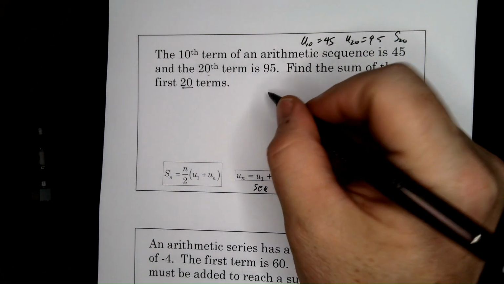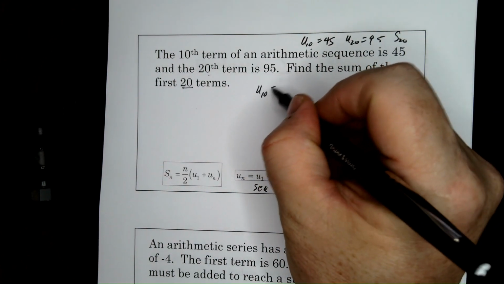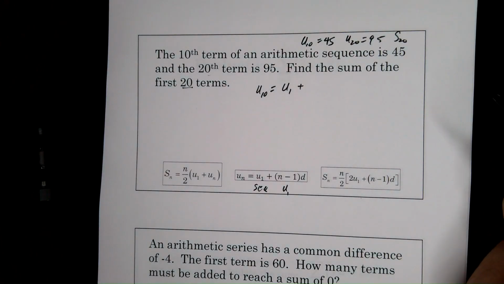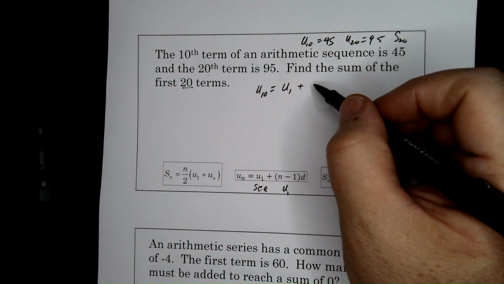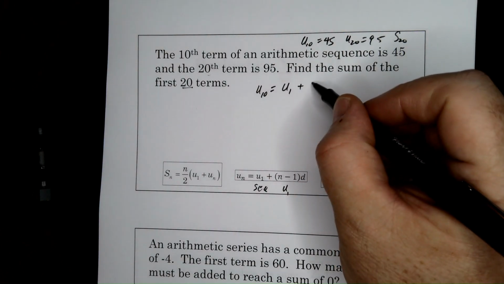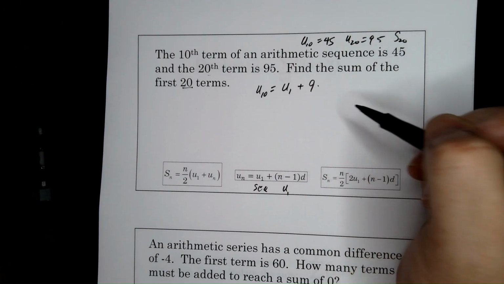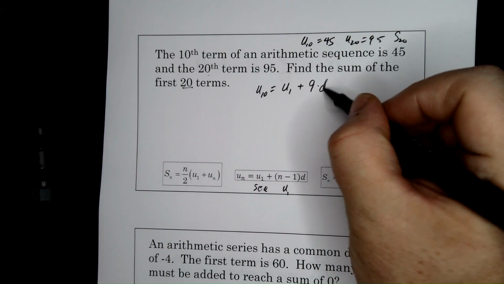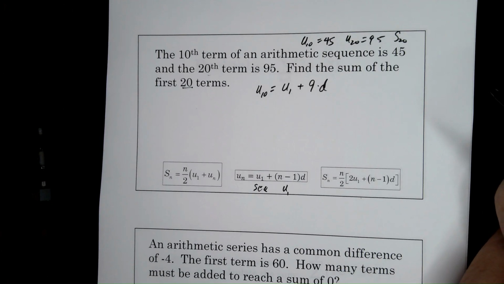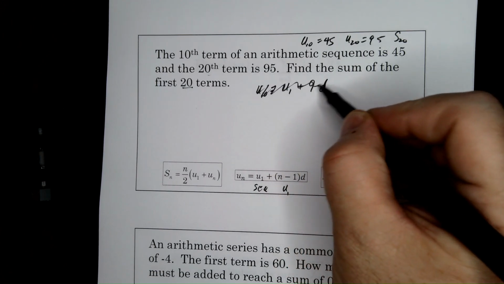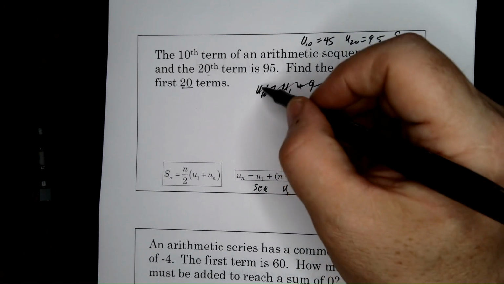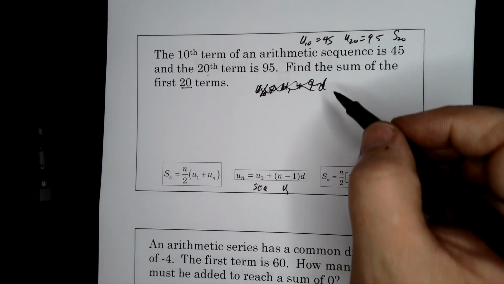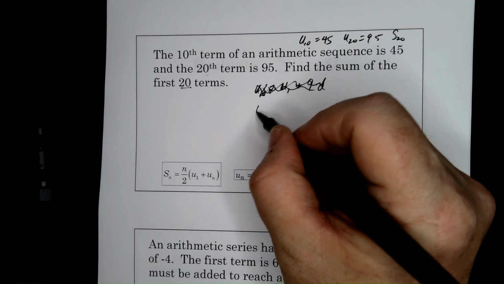Let's use U10. So U10 is going to be equal to U1 plus, let's see, n minus 1, so 10, so 9 times d. Actually, take that back. That won't work. That was an honest mistake. Here's what we got to do. I was getting a little silly. We're going to have to find d before we can find U1. So let's do this right here.